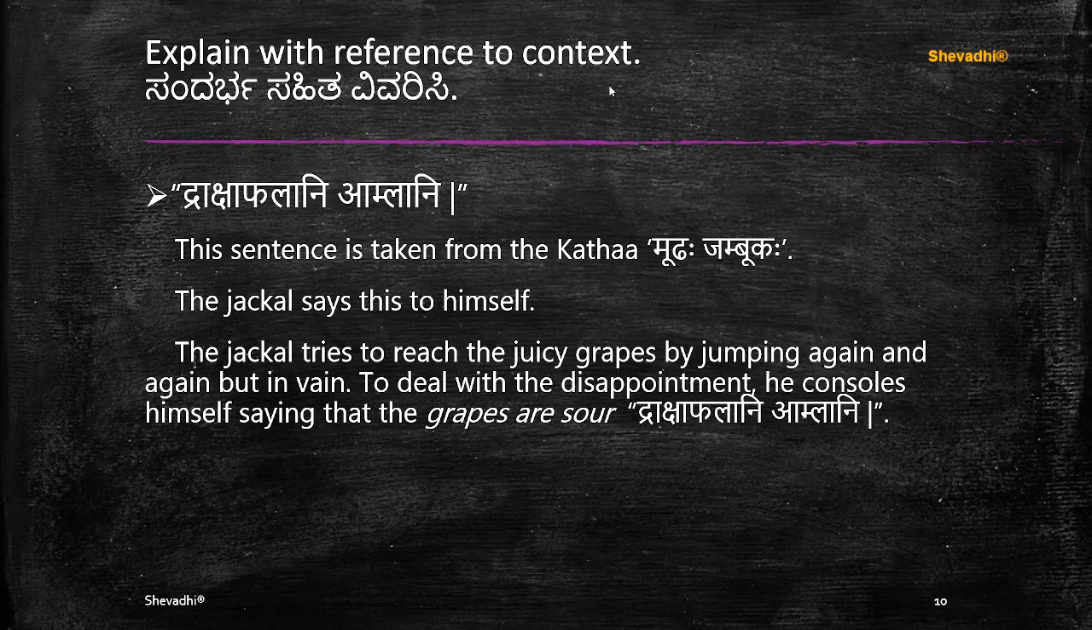So when you are reading the story, and when you are recalling the story, when you look at these sentences, just ask yourself these questions, explain with reference to context type, and then you recall the name of the Katha and who said this to whom, and then the sandarbha.